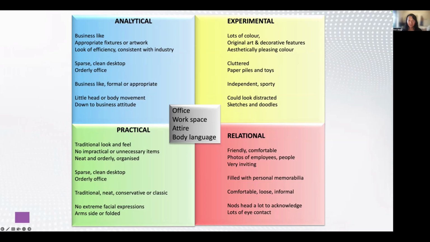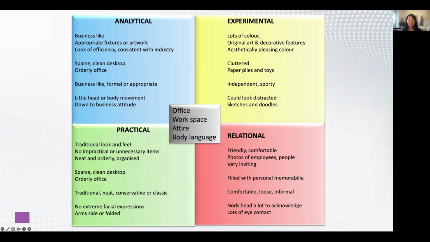very decorative features, but yet very aesthetically pleasing. These people tend to be a little bit artistic as well. Their personal desk space is often cluttered. There's lots of things going on, piles of papers here and there, the latest gadget they're working with or tinkering on.